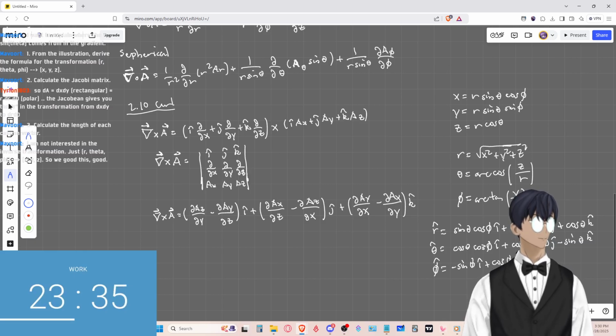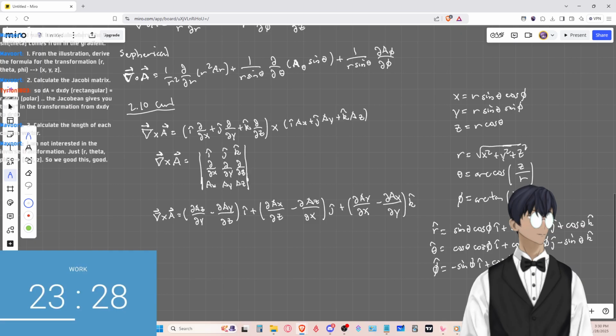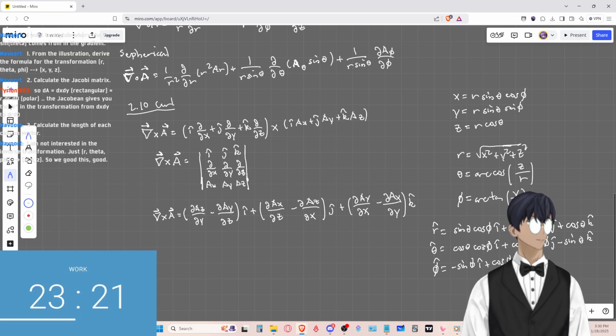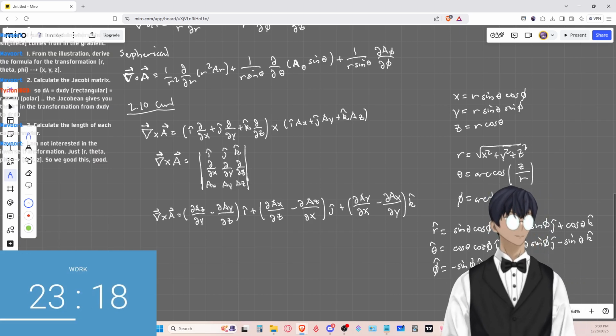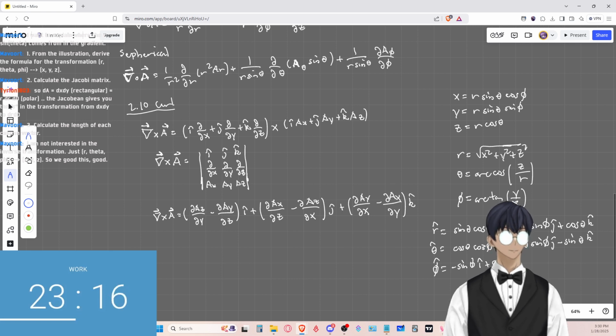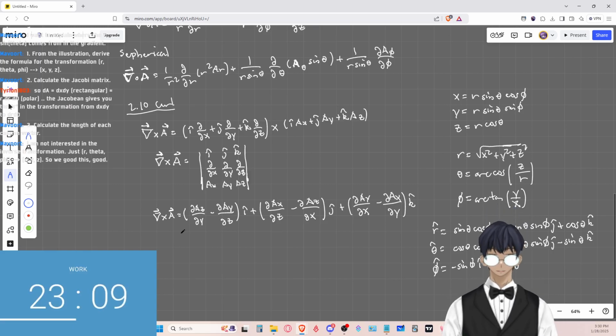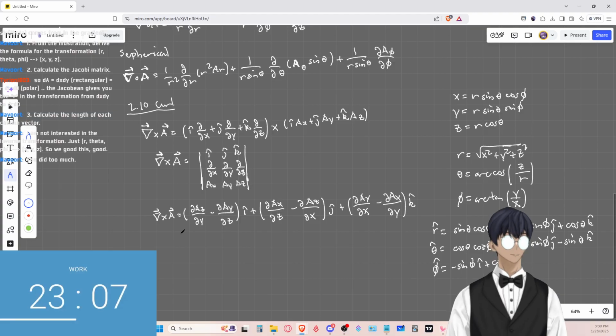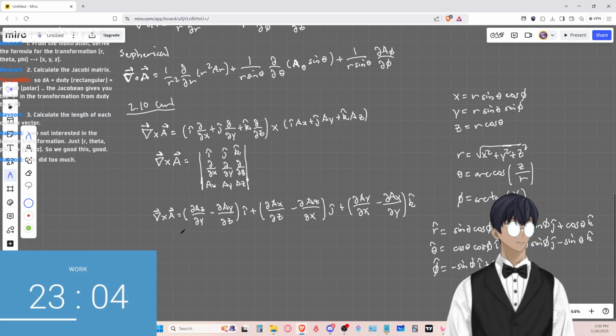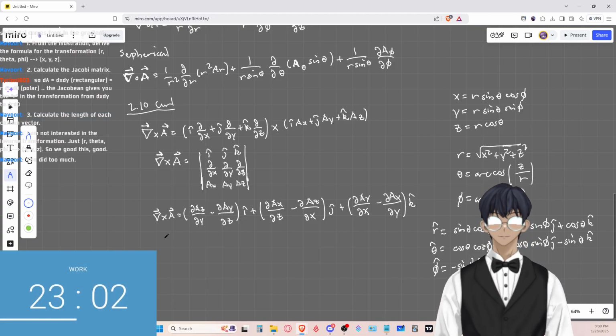Calculate the length of each vector. I'm not interested in the inverse transformations, just... we good? This good? Yeah, those are the things I remember from spherical coordinates. Yeah, I'm actually surprised I was able to memorize this. Yeah, I know that.